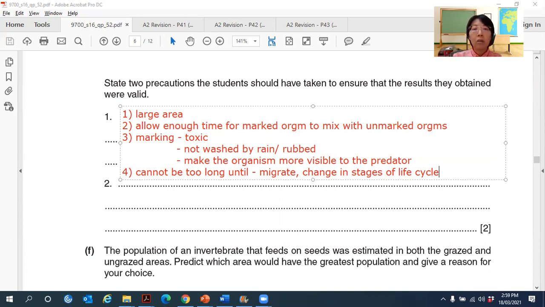Okay, and of course, with marking also, you don't want the marking to hinder them from being able to move around or to swim or to fly. So it must not hinder them and make them unable to survive better. Okay. So last question.